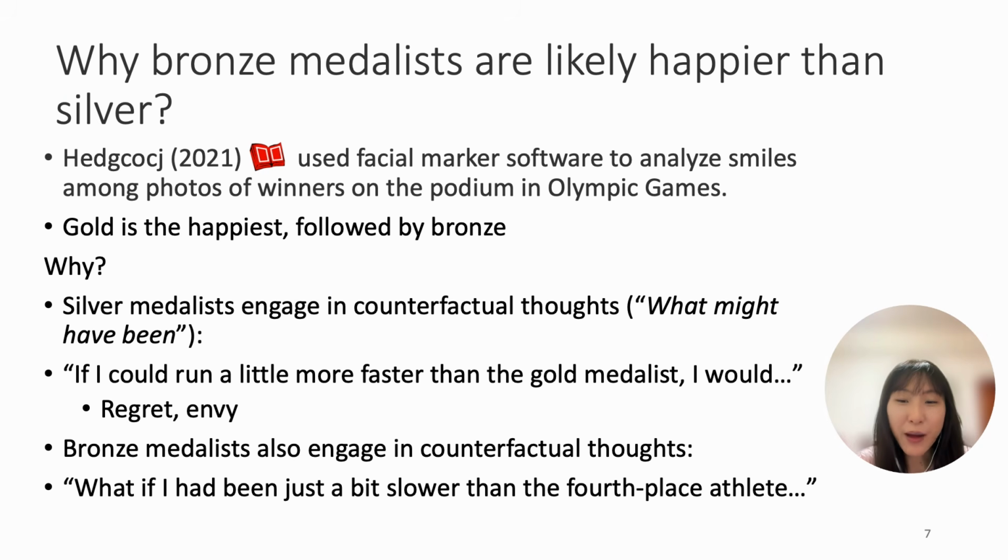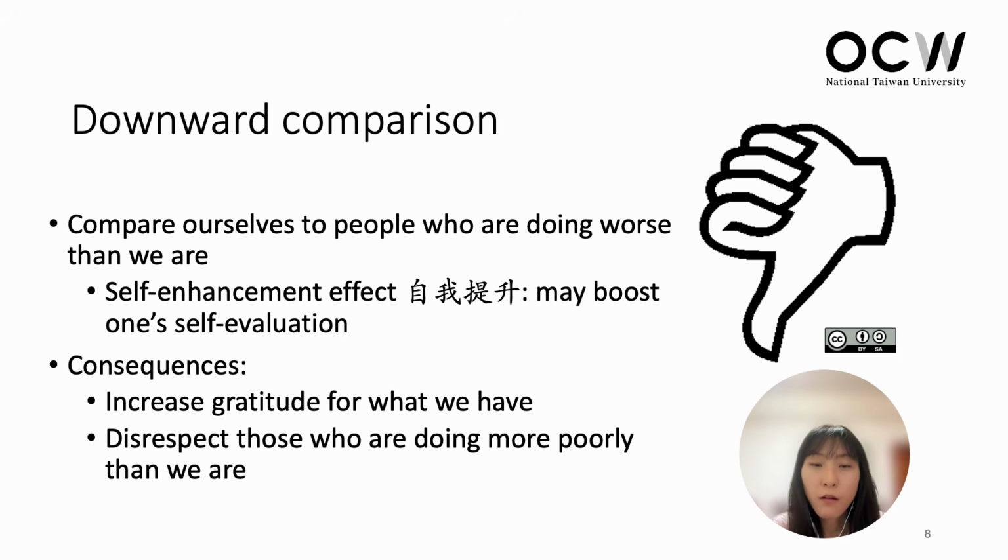Researchers analyzed people's smiles using facial marker software, and they found that people who earn gold are the happiest, followed by bronze. This is because silver medalists may engage in counterfactual thoughts when they are making an upward comparison, and may experience regret and envy. For downward comparison, this is when you compare yourself to people who are doing worse than you. For example, if you learn that your score of 70% was better than the class average, and that your friend in class scored only 55, you would be making a downward comparison.